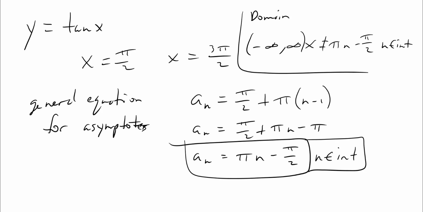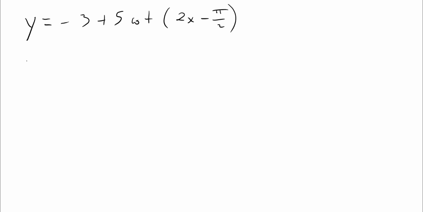All right, so let's look at cotangent. Cotangent is similar. So we're going to make it a complicated cotangent one. If I said y is equal to negative 3 plus 5 cotangent of 2x minus pi over 2, what's my range? Negative infinity to positive infinity. Super, super easy with tangent.